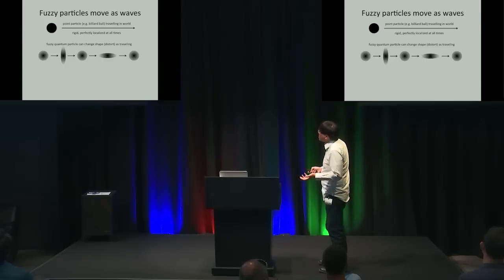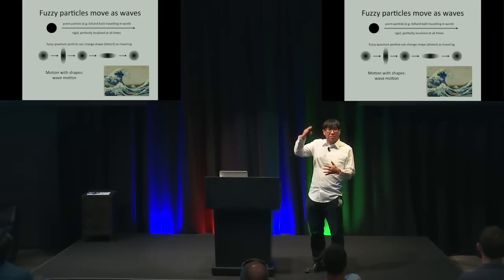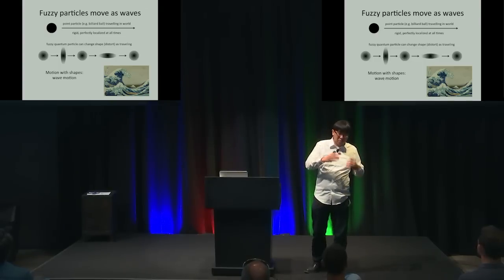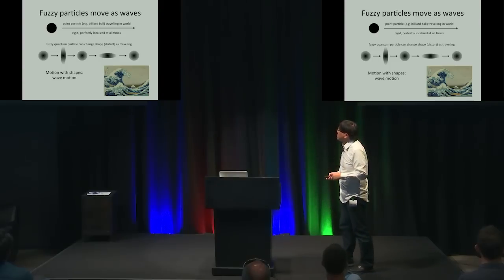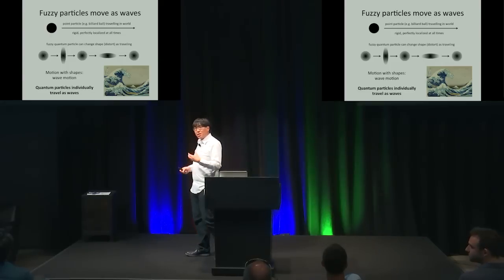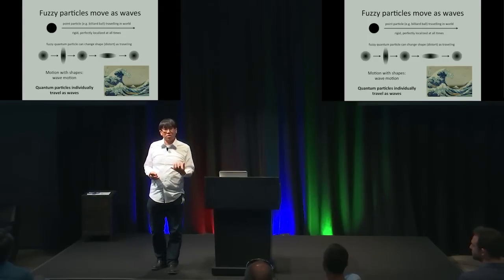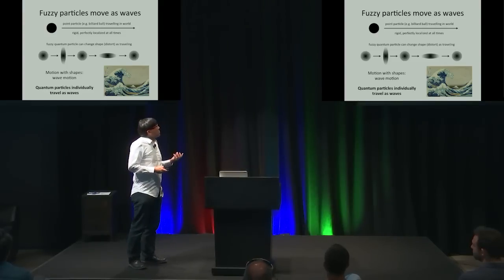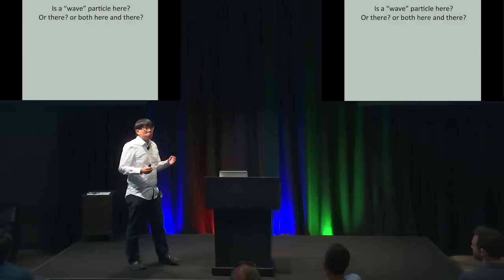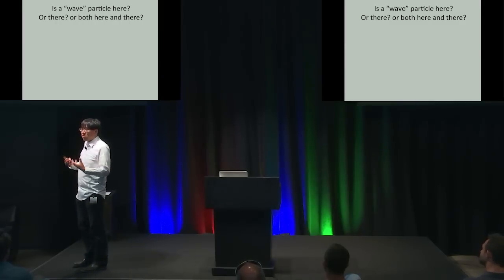And mathematically, the motion of something with shapes is just wave motion. A wave is just something that has a waveform, and that waveform can move around, and the shape can change with time. So the individual quantum particles like the electron or like the proton and so on and so forth, they have this intrinsic fuzziness, which means that when they move around, the motion is best described by mathematical equations which look like the equations that describe waves.